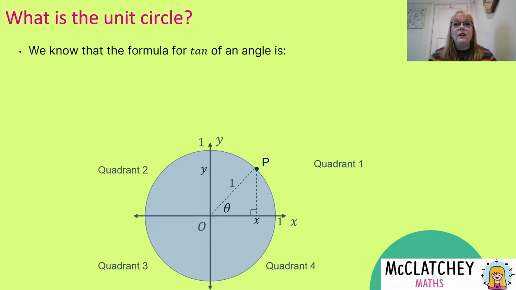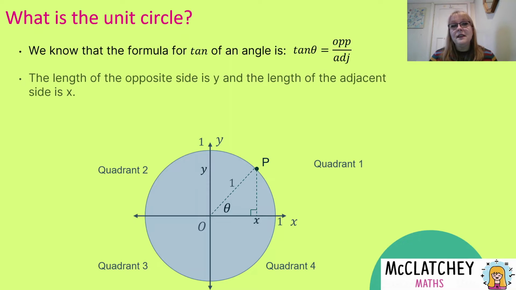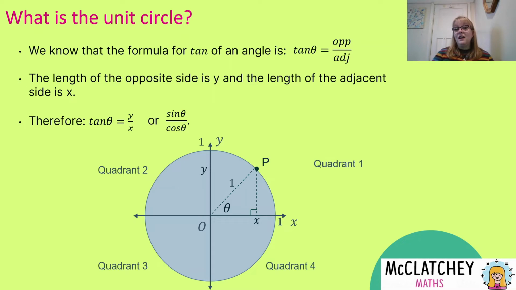Now we know tan theta is the opposite over the adjacent. So that means the length of the opposite side is y and the length of the adjacent side is x. So tan theta equals y over x. And we already worked out that y was equal to sine theta and x was equal to cosine theta. So tan theta equals sine theta over cosine theta.